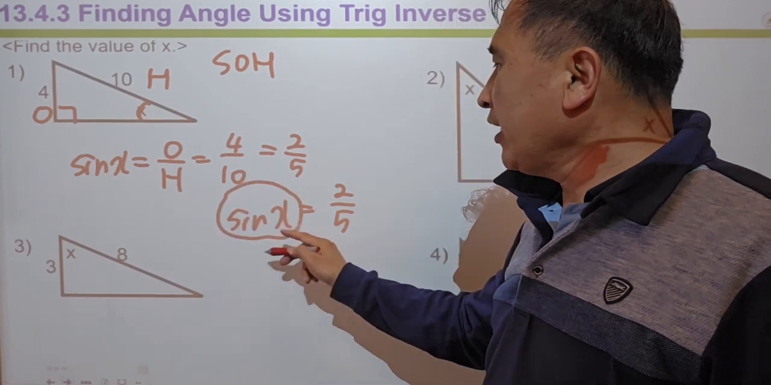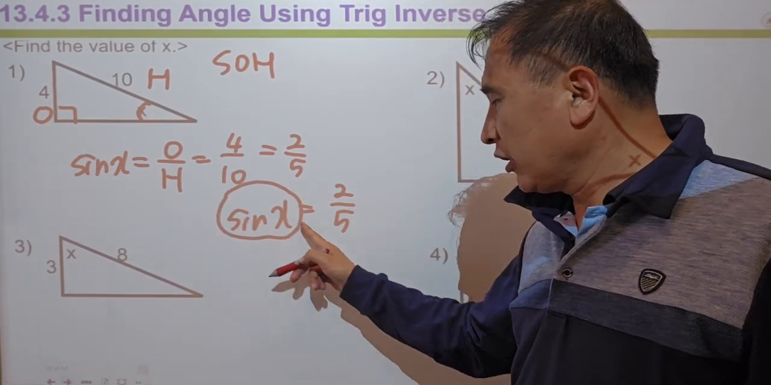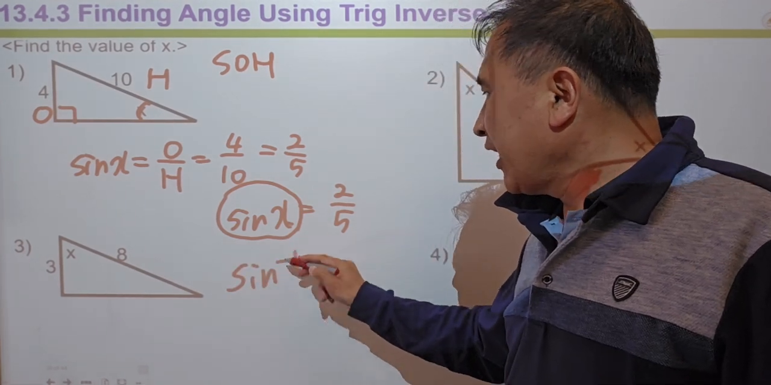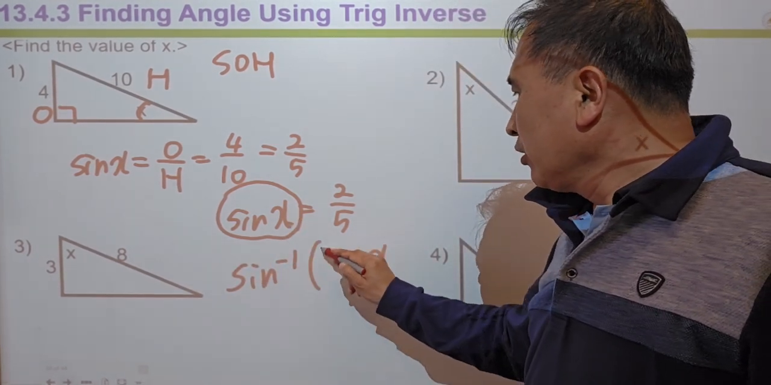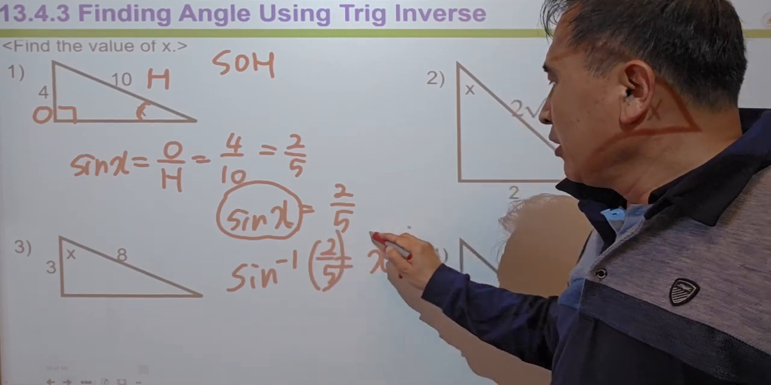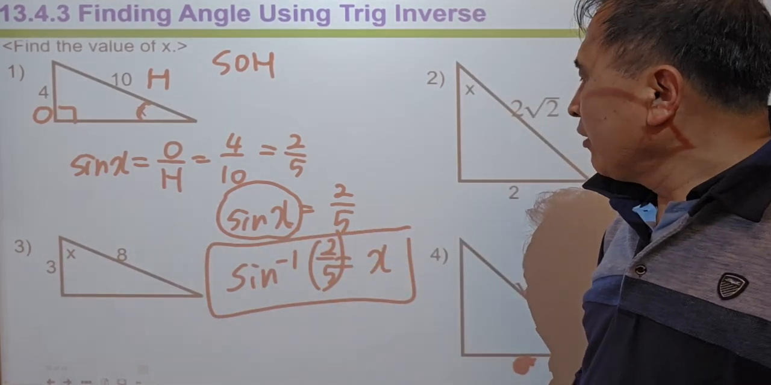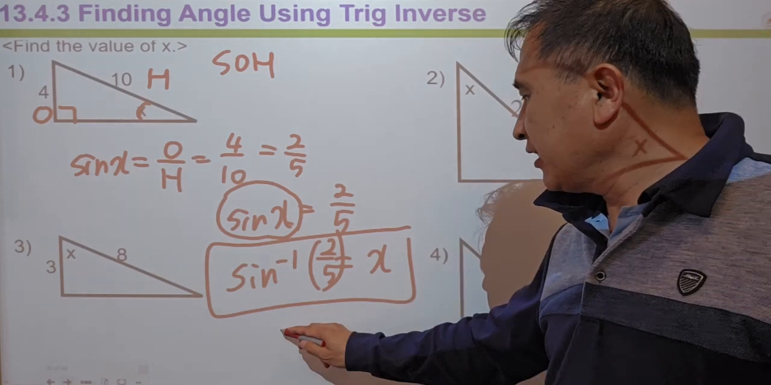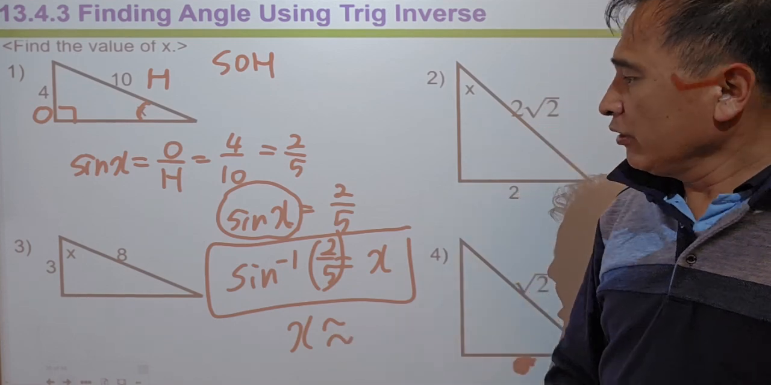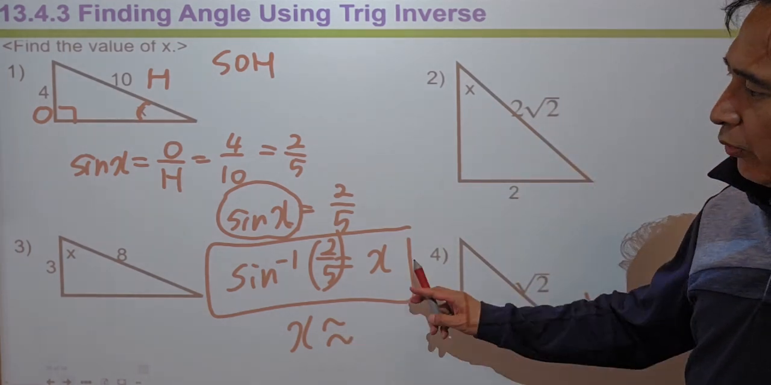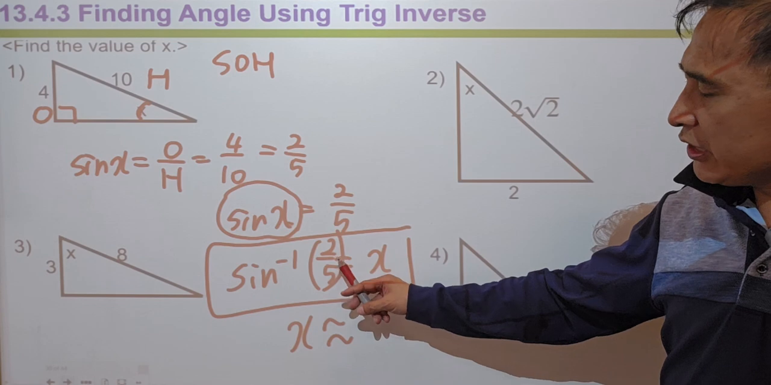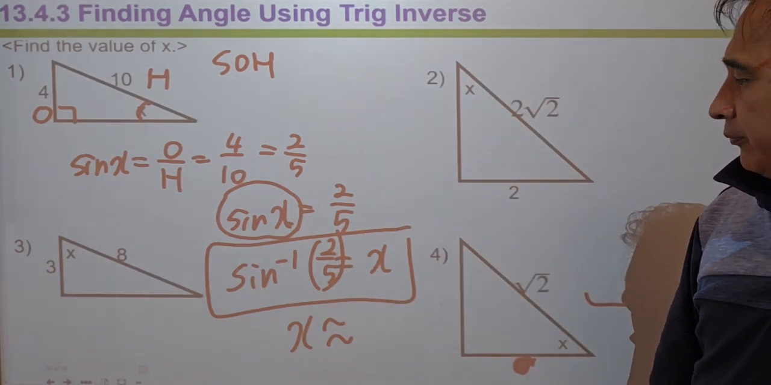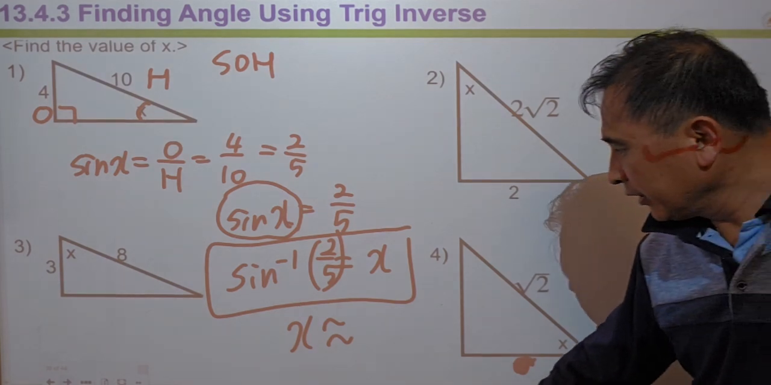In order to solve this, you cannot separate sine and x. They go together all the time. The only way to solve for x is to use the inverse. Then you can separate, moving this to the other side: x equals sine inverse of 2 over 5. Using a calculator you can find x. For now you can leave the answer like that, but this is not a special angle, so you can only solve it with the calculator.